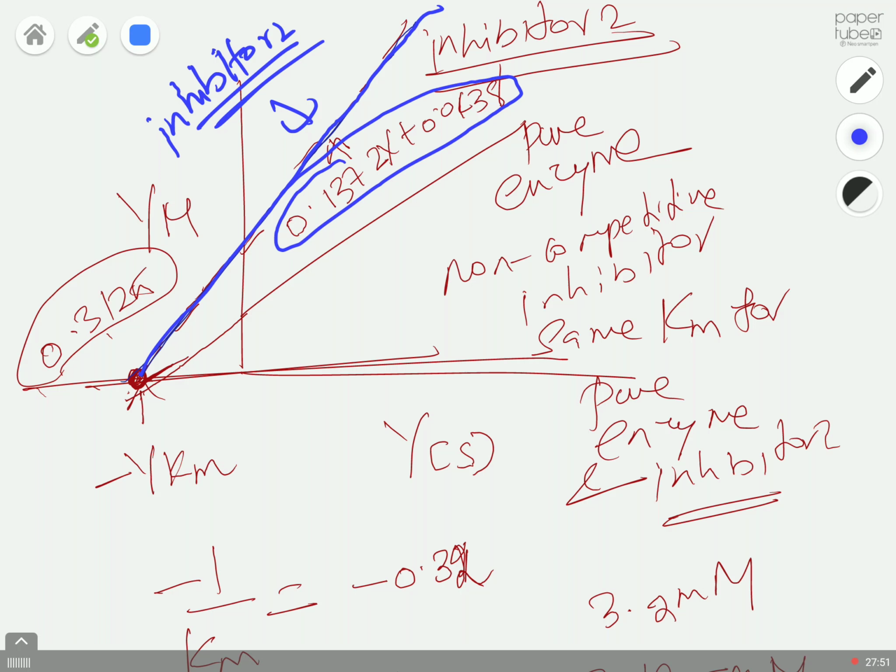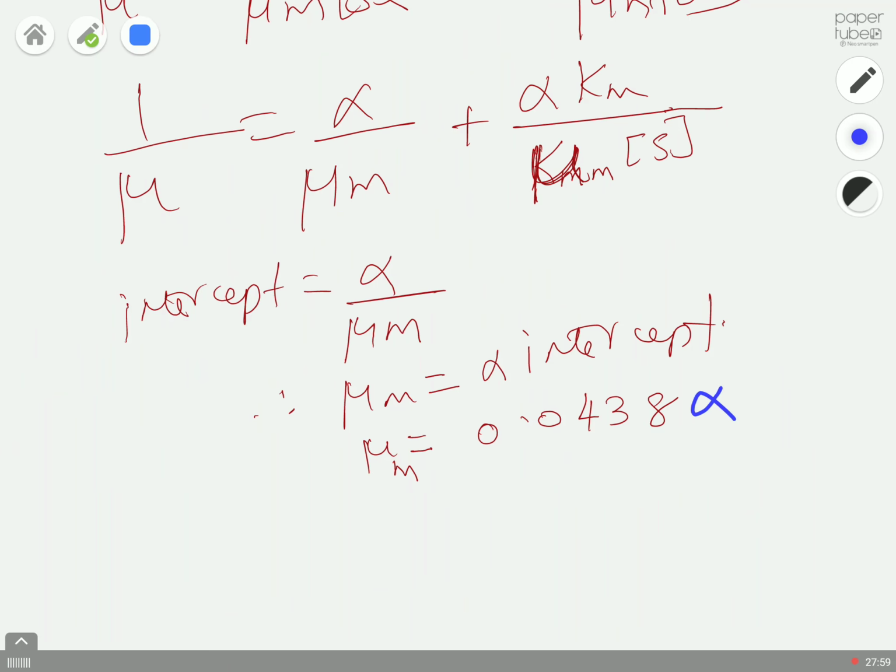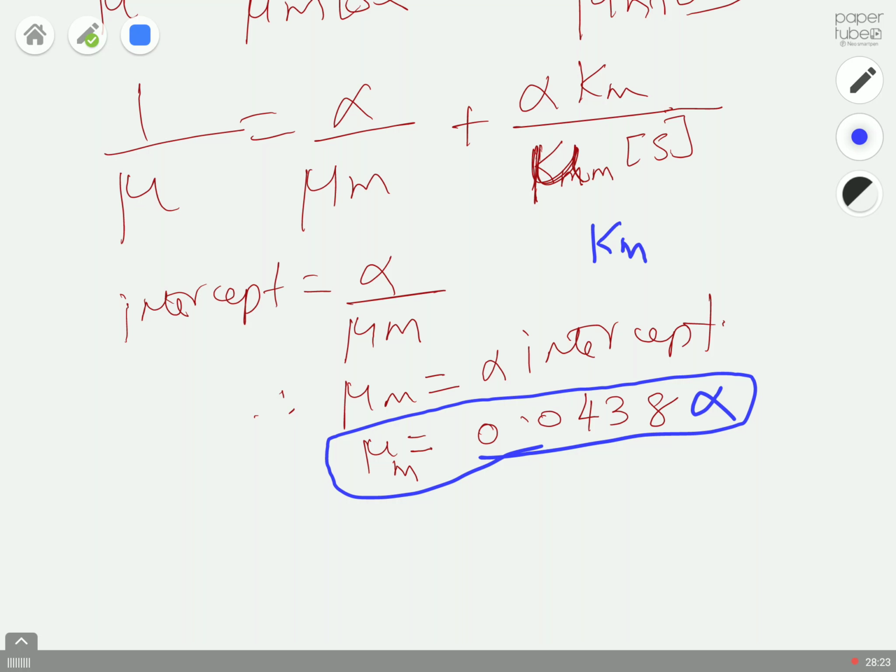So your intercept value is 0.0438. So that's what I wrote here. So your mu m value will be equal to this number multiplied by alpha. Alpha is related to your inhibitor coefficient. This you know, and then you already calculated your Km value. Km value is 3.2 millimoles.